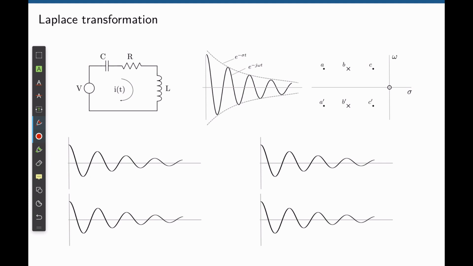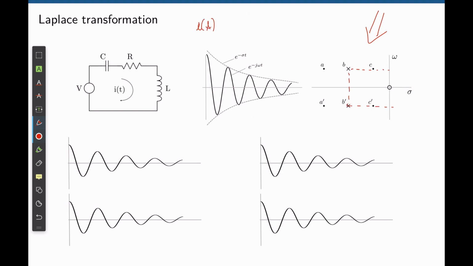Assuming this LRC circuit, where an impulse voltage is applied to V, and the output of this circuit is the current I of t. For a given value of R, L, and C, the resulting current will follow an exponentially decaying sinusoidal waveform. We see that we have a sinusoidal waveform that slowly decays exponentially. So I of t is made up of a sinusoidal and an exponential component. Let's further assume that the values of sigma and omega that recreate I of t are given in this graph here and correspond to point B.